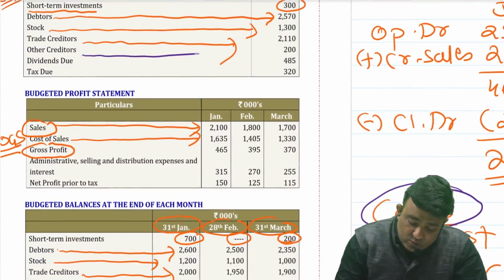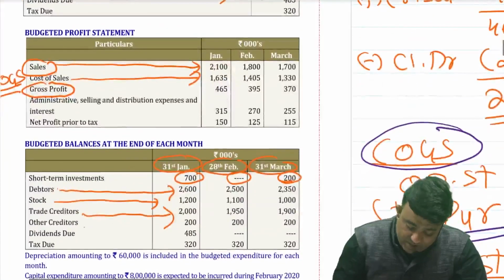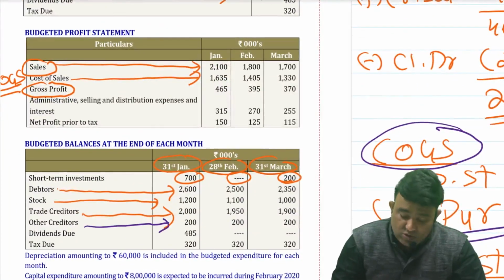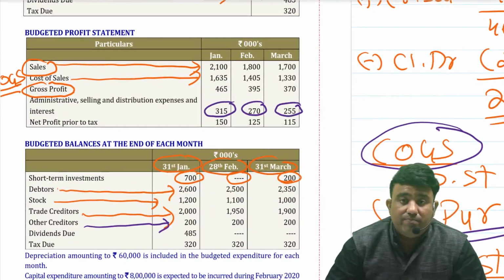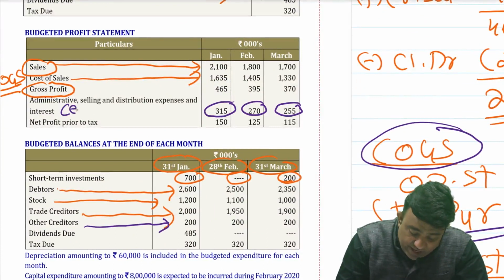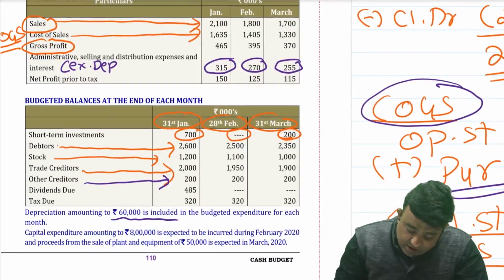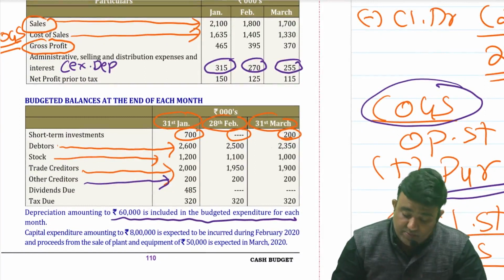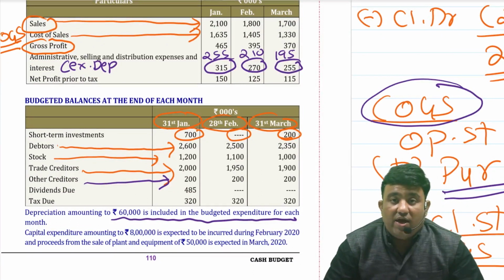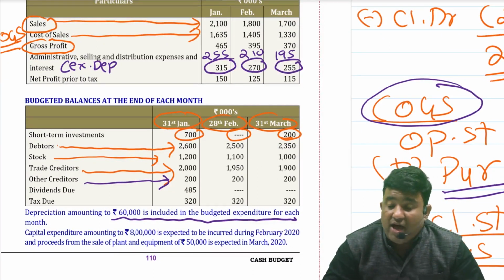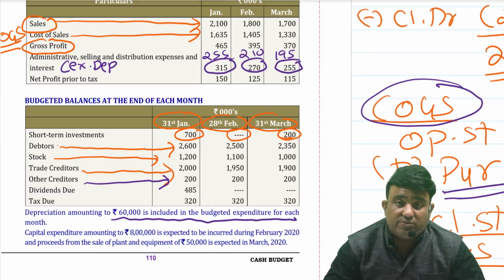Other creditors are constant. See, that means there is no movement. So whatever expenses are appearing here will be directly paid. But I would love to highlight, excluding the effect of depreciation. And in this example, 60,000 depreciation is included in expenses. So here I'll be taking 255. This is 210 and this is 195. I won't be taking depreciation as a part of the cash budget because we are targeting only the cash component.